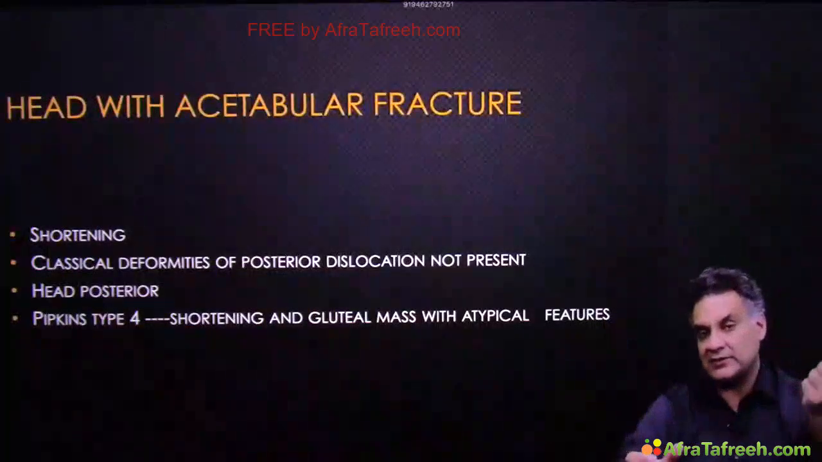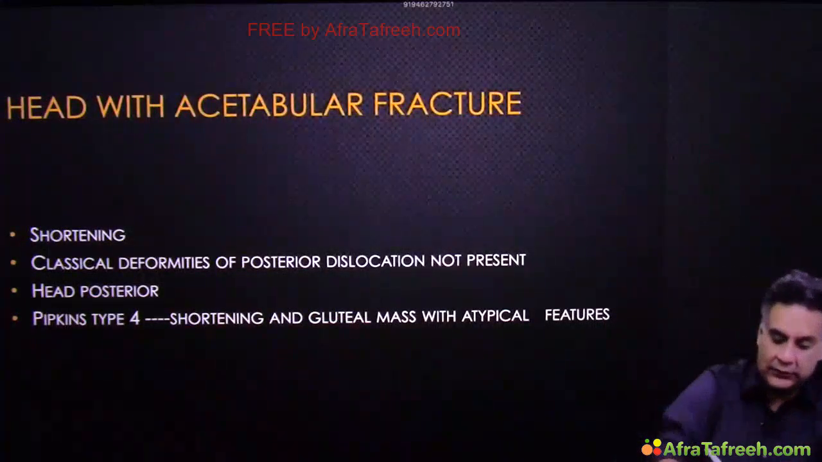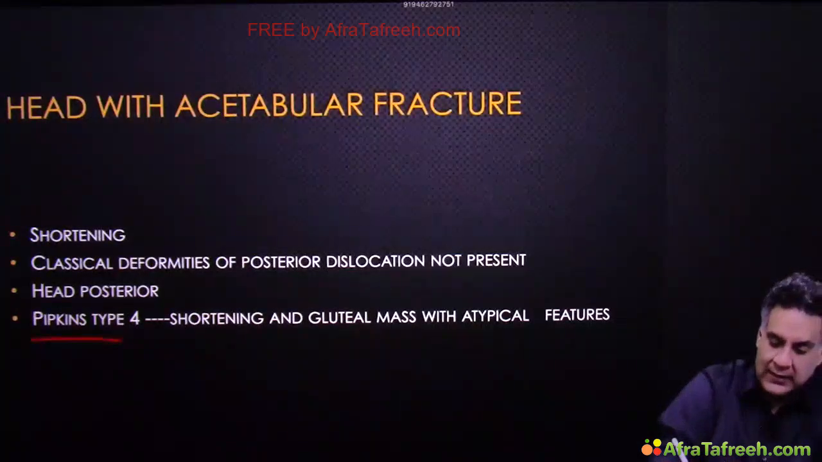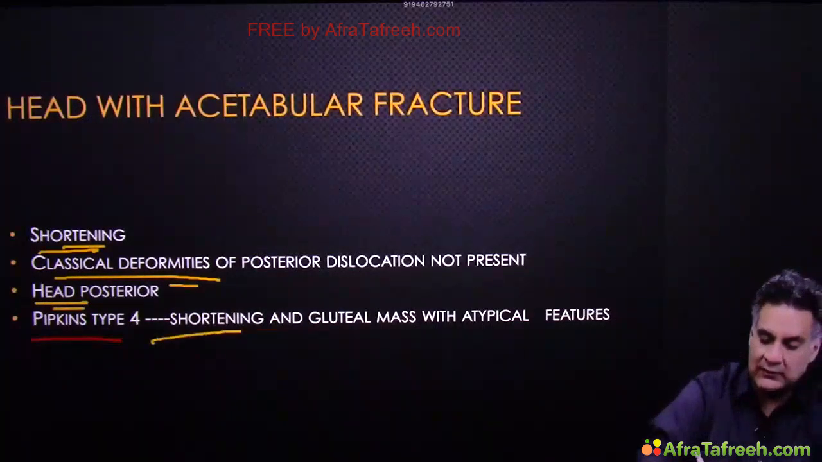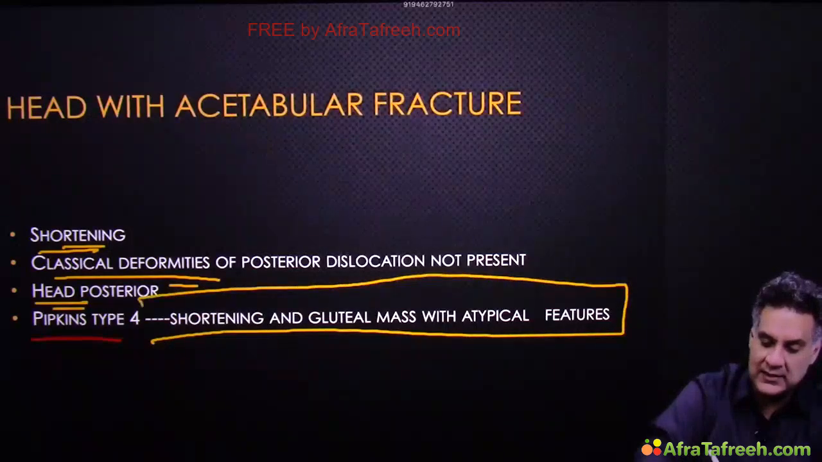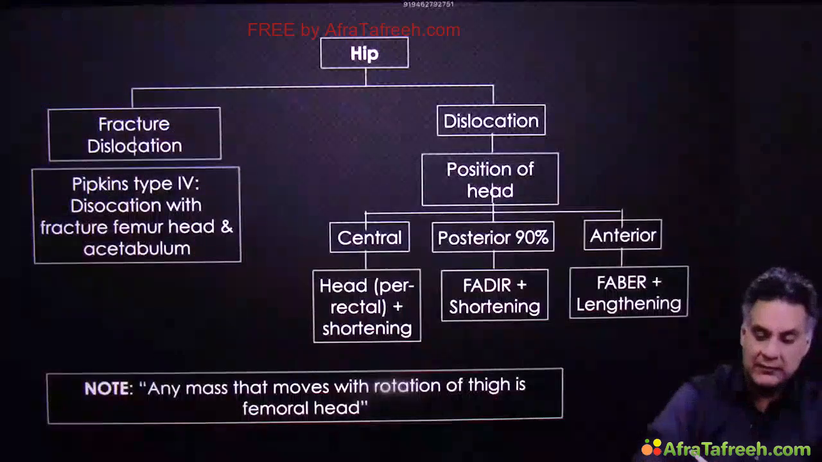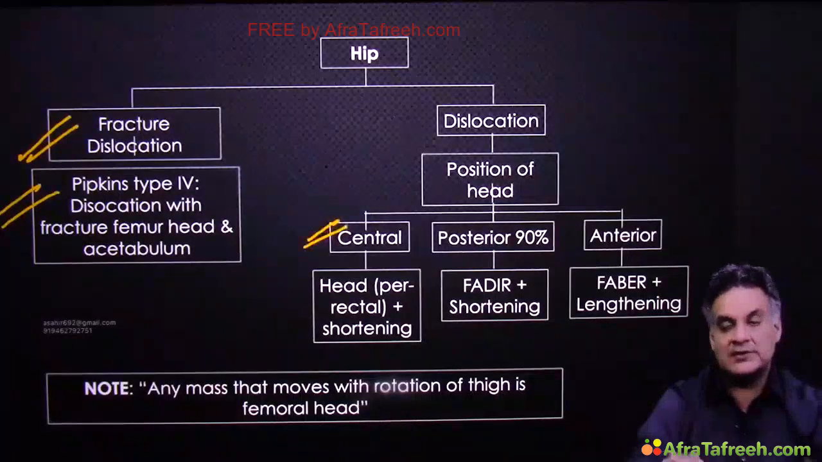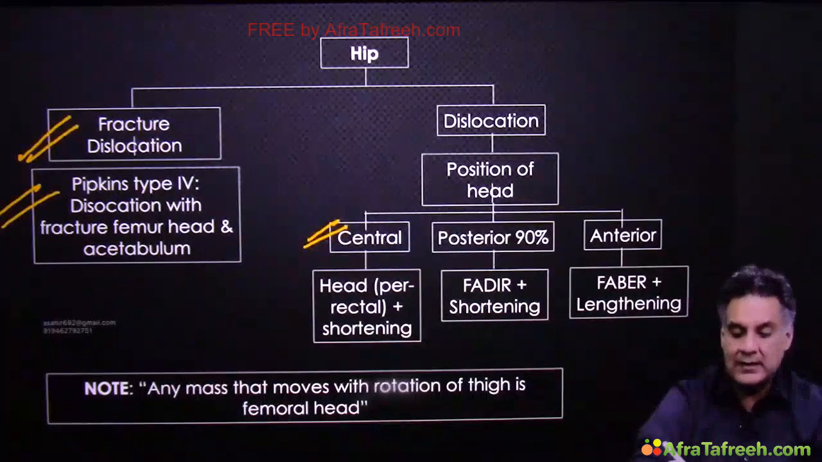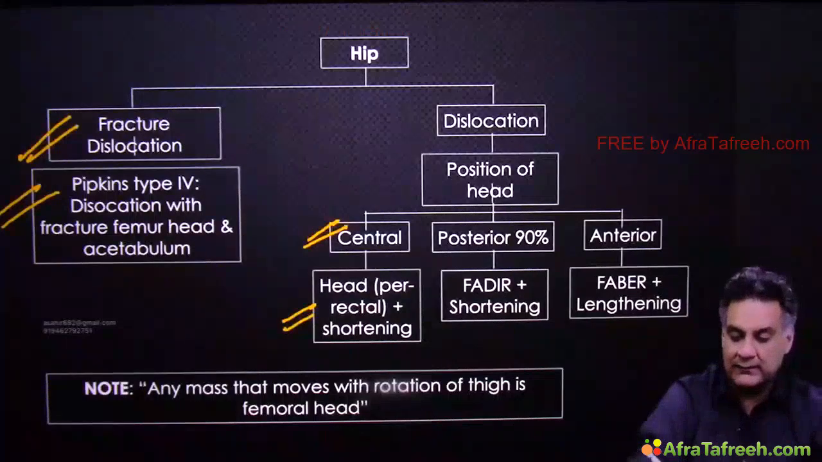Whereas when there is a fracture of the head along with the acetabulum, it's called Pipkin's type 4. The head is gluteal. The classical deformity of Fadel is not there. There is shortening. So shortening with a gluteal mass with atypical features is Pipkin's type 4, a fracture dislocation. Central is also a fracture dislocation, but classically it is a misnomer, and there is the head per rectal with shortening.